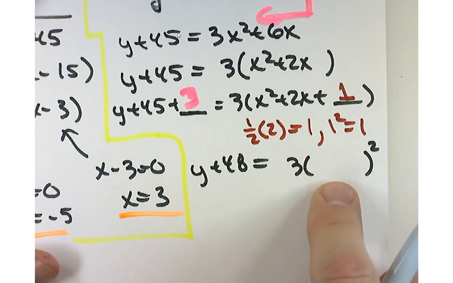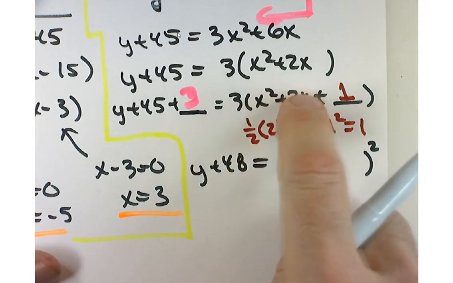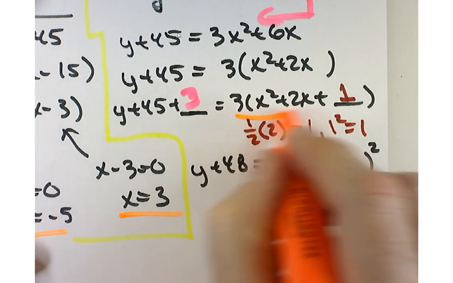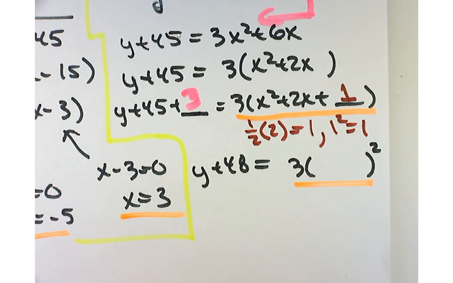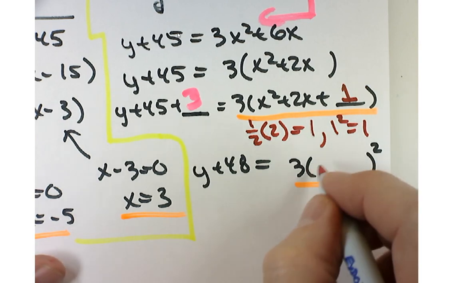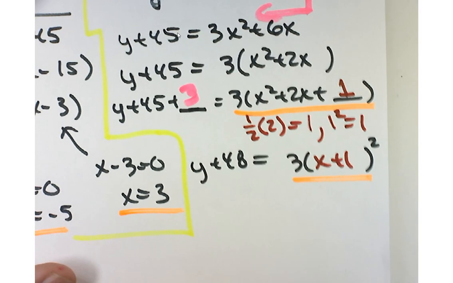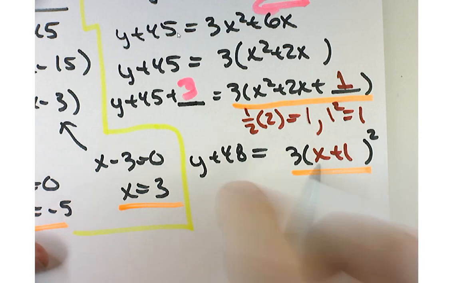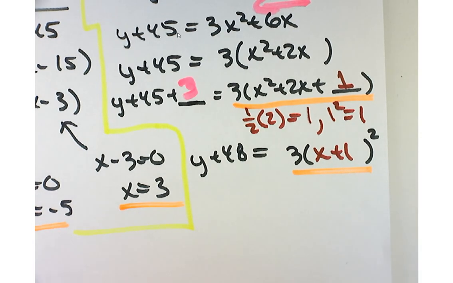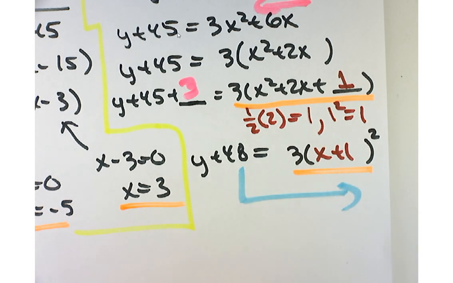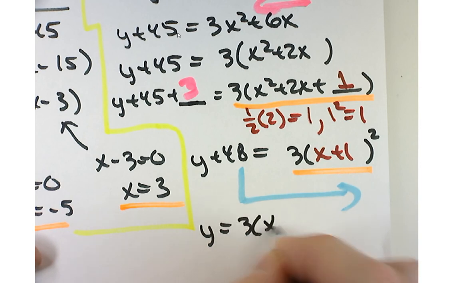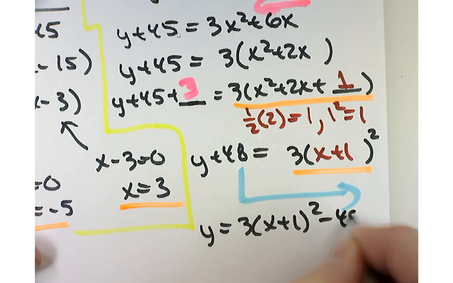What is this? Well, it comes from this up here. Can you write this a different way? Maybe as something squared? x plus 1. So it's x plus 1 squared. And now the last thing to do is to get y by itself again. So I'll move that 48 back to the right-hand side. And as before, it changes signs. So we get 3 times x plus 1 squared minus 48.